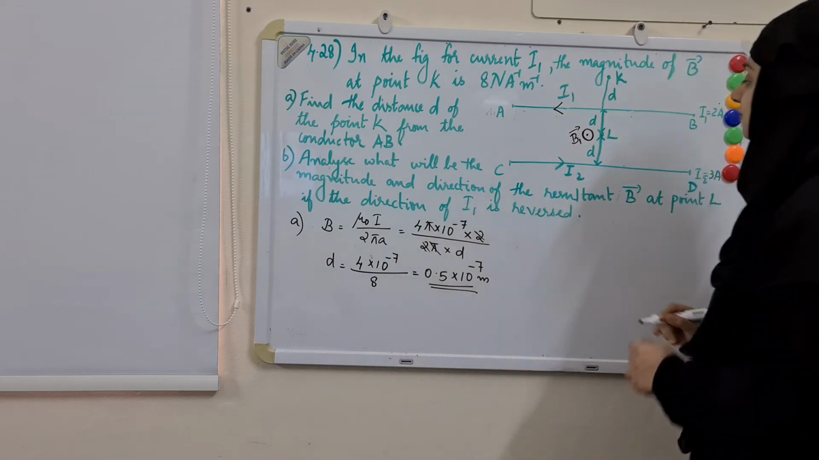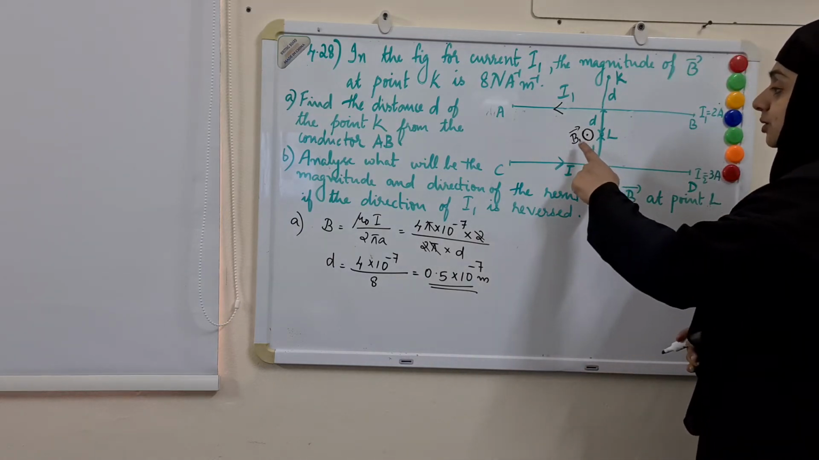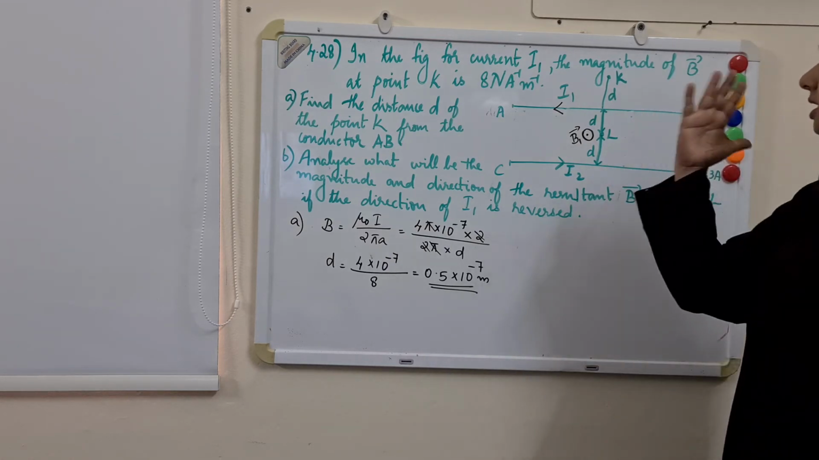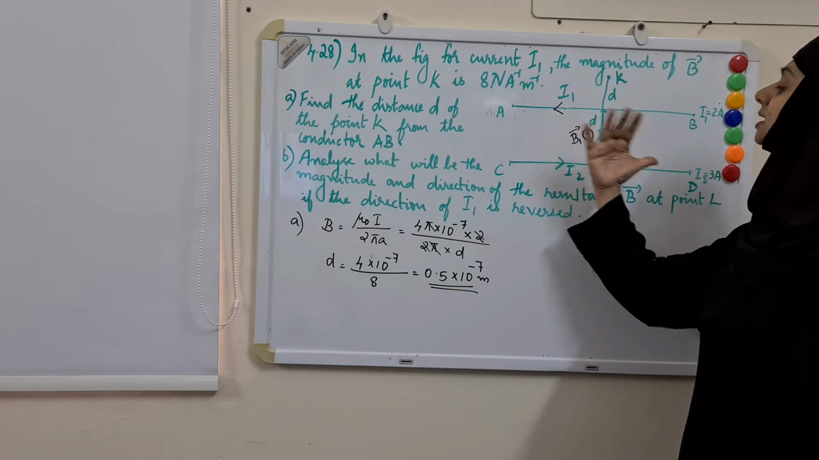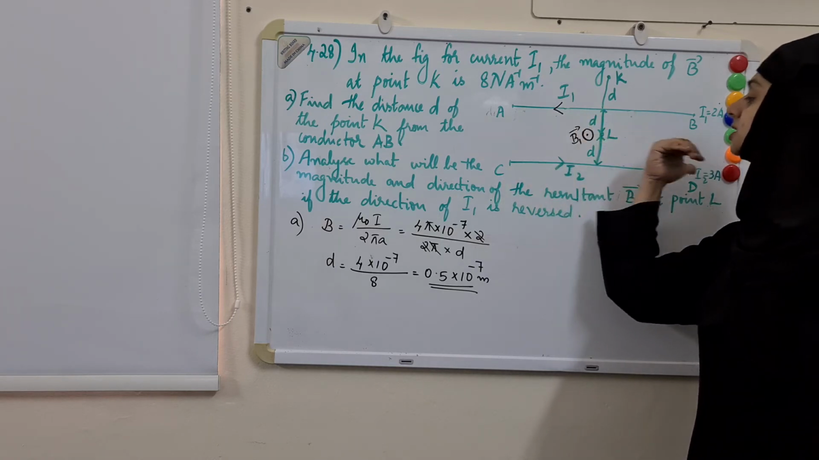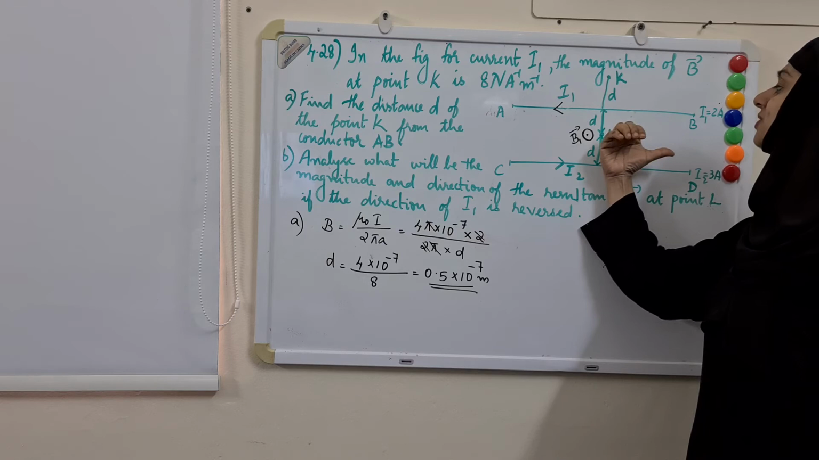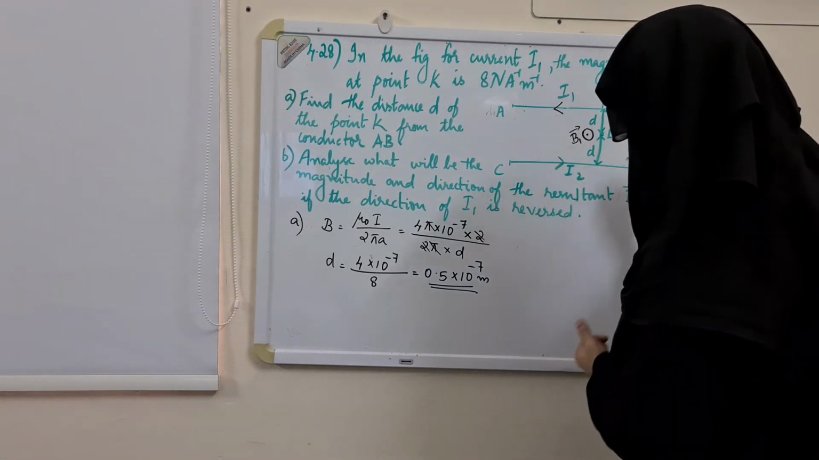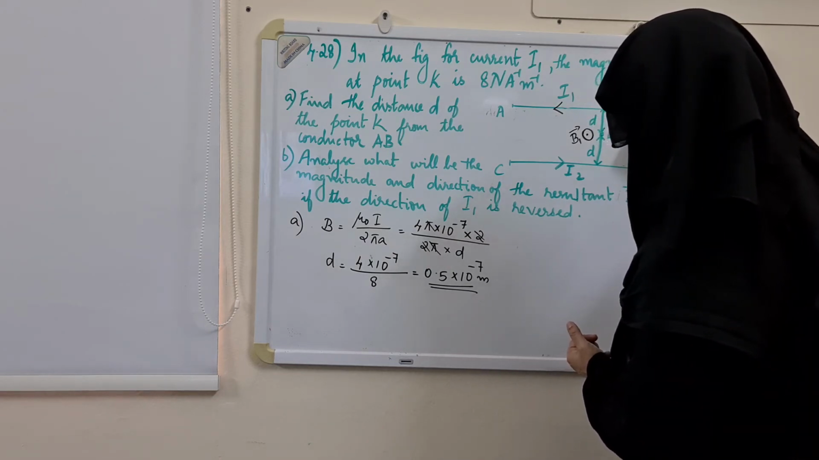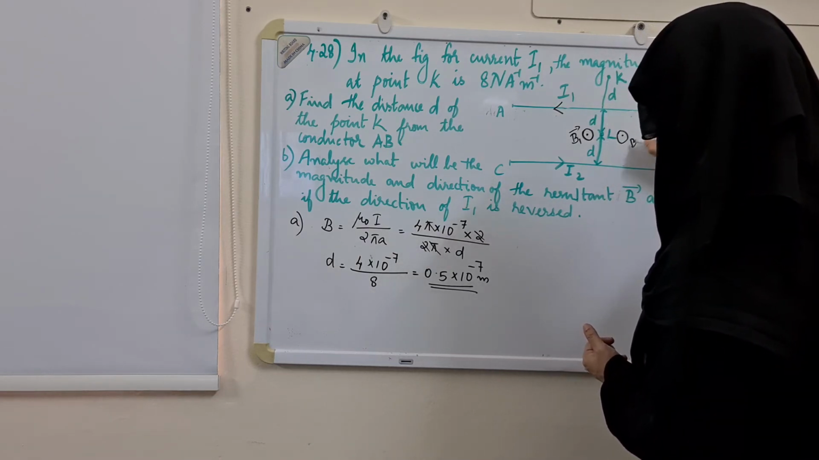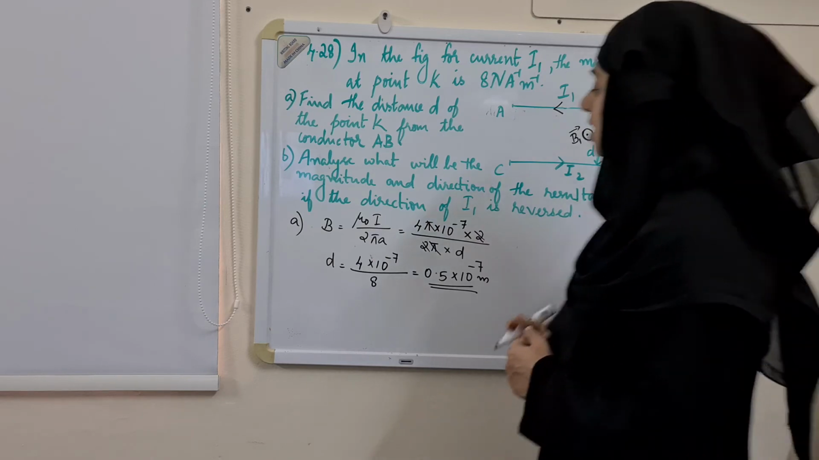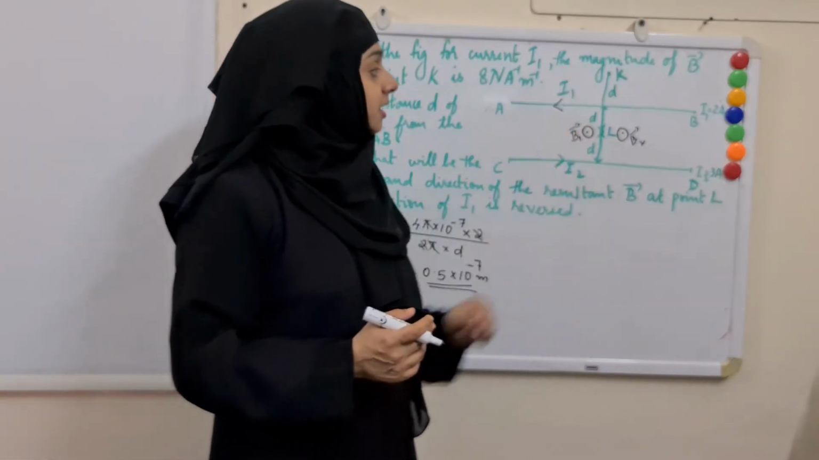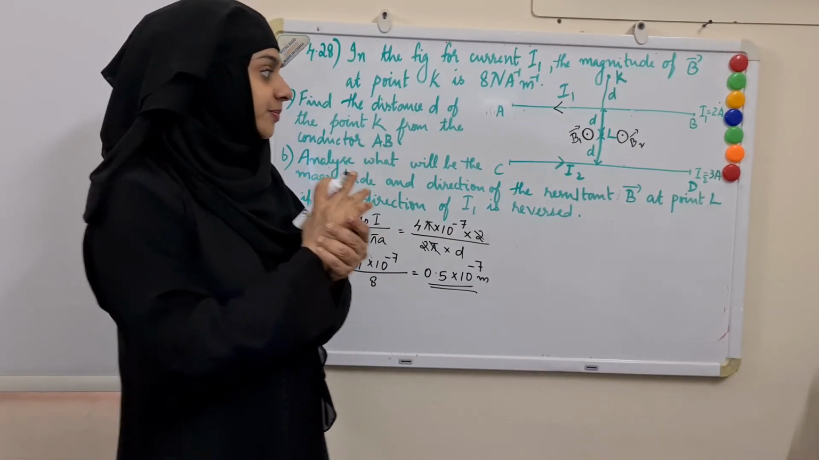Okay. Now let me find what will be the magnetic field due to CD. So due to CD, again I will take my right hand in the direction of current. Thumb is pointing in the direction of current. See, my fingers are coming out at L. So here again the magnetic field due to the second wire is also coming out. So what should I do? I have to find the magnitude at L and add them.